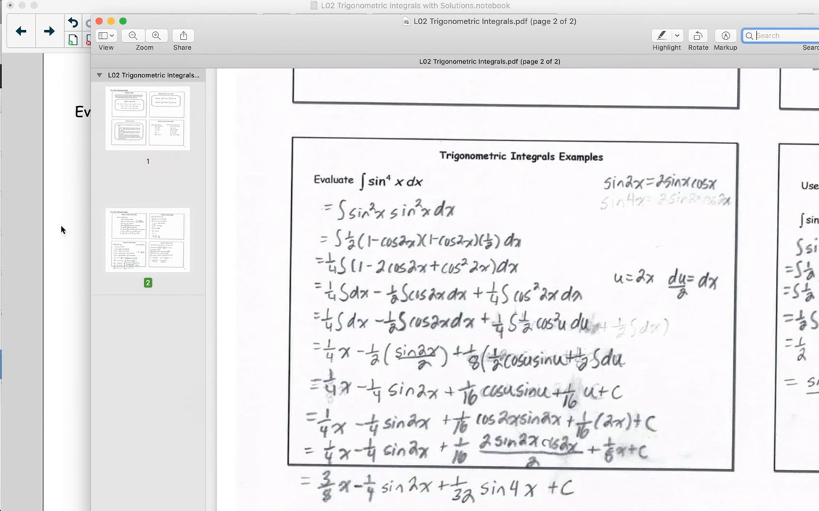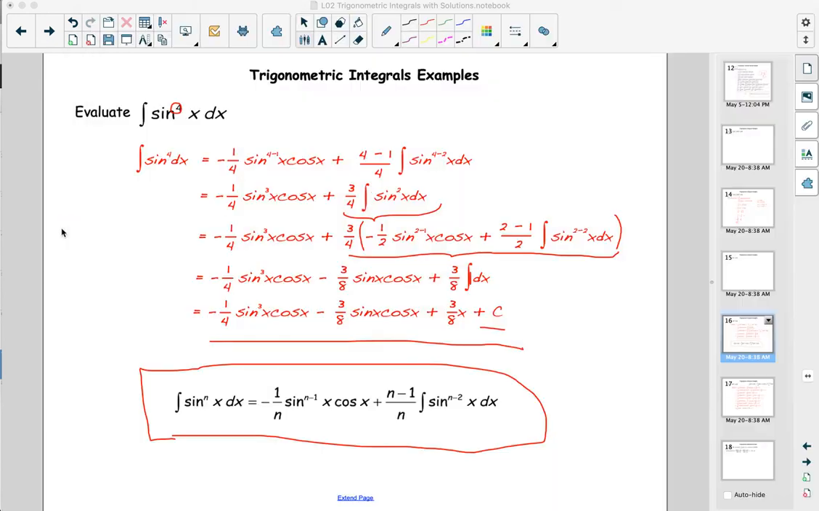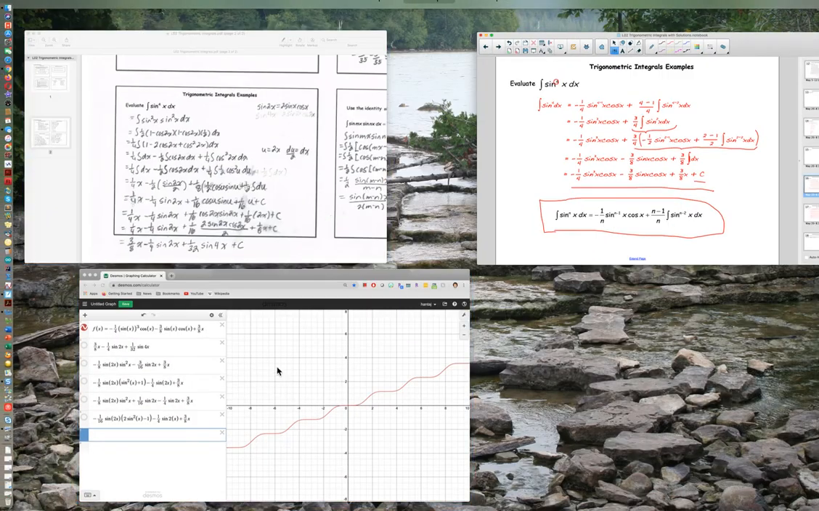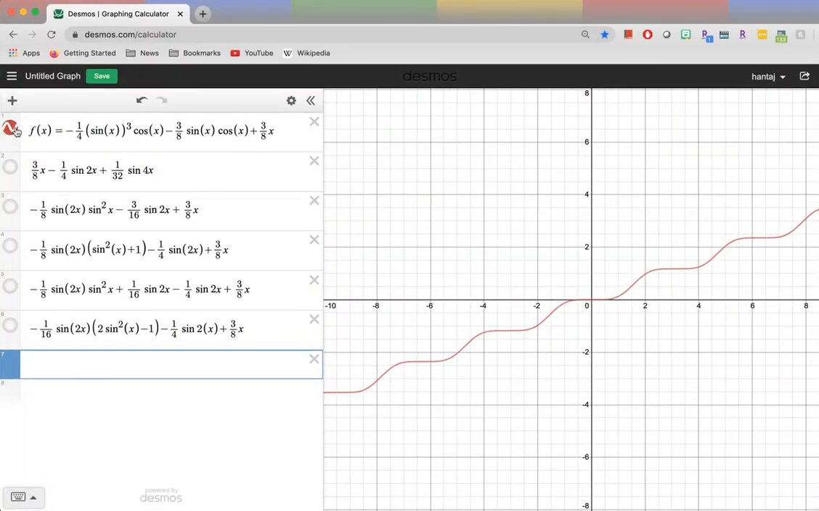Are they the exact same answer? And if so, how could we move from one to the other? So we're just going to show you here. This is the one I got from the reduction formulas. And this was the one I got, I think it was that one right there. That was the one I got using the technique with the double angle formulas. And the question was, are they the same thing? Well, we can see graphically they are here.